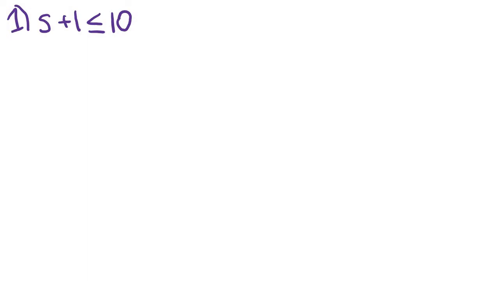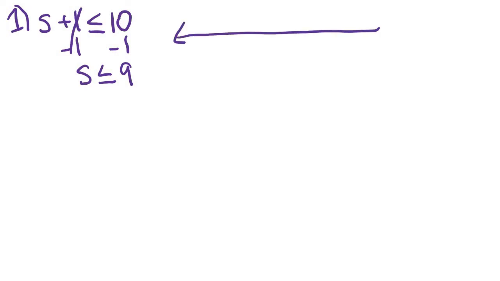So we want to isolate the s. Who's hanging out with the s? That plus 1, so we got to get rid of him by doing minus 1. What you do to one side, you have to do to the other, even in inequalities. So those are going to cancel. We get s is less than or equal to 9. And let's go ahead and graph that.